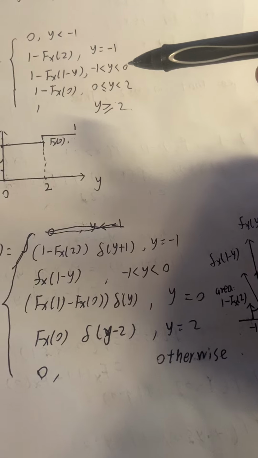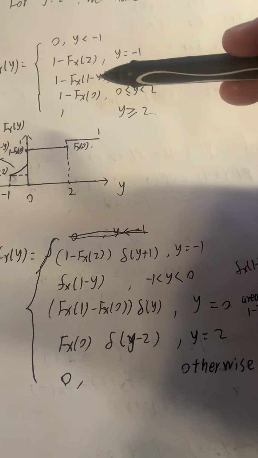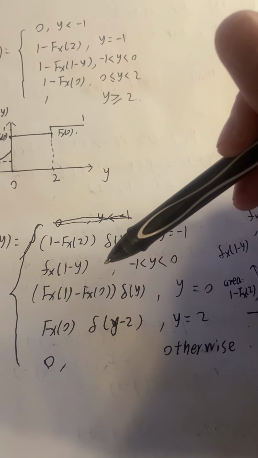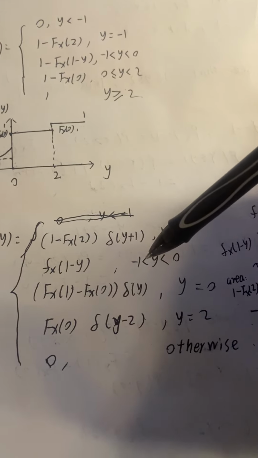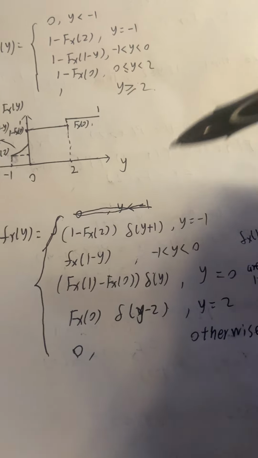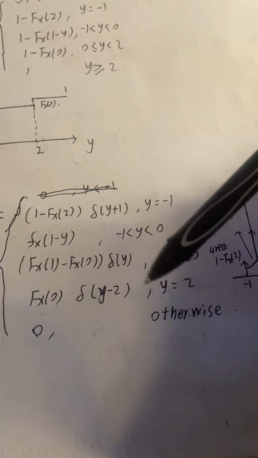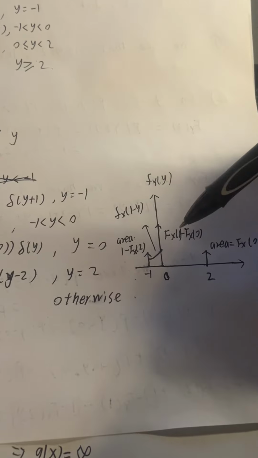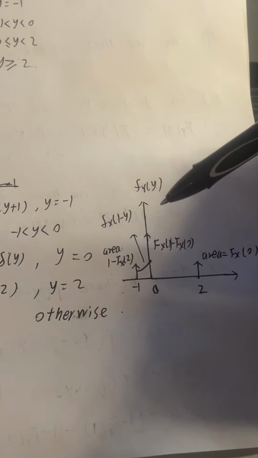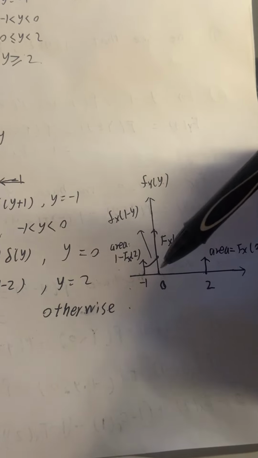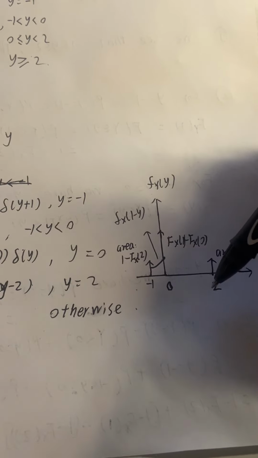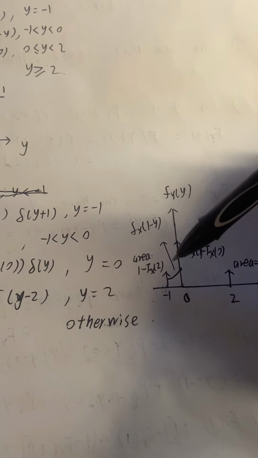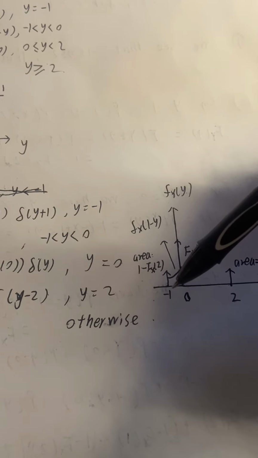And when y is between -1 and 0, we take the derivative of the distribution function, and we will get our density function when y is between -1 and 0. And it will be 0 for other values of y. And then we can draw our density function. We have 3 impulses at -1, 0, and 2, and f_X of 1 minus y between -1 and 0.